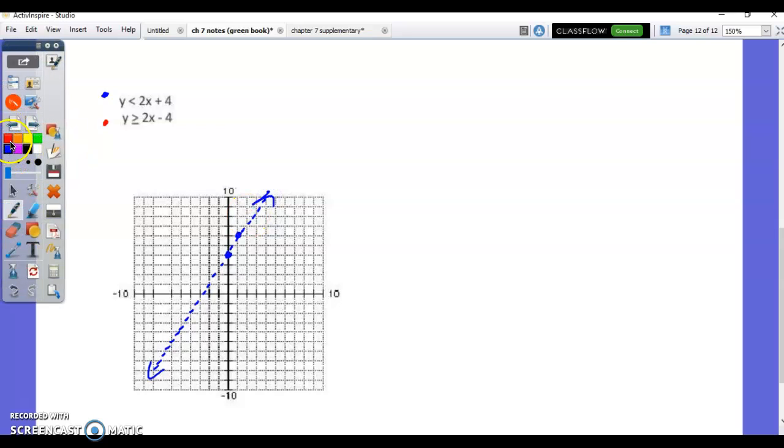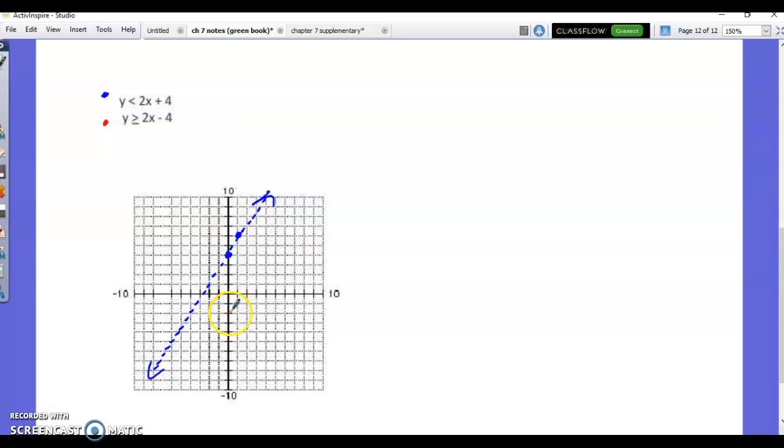All right, let's go ahead and do the red one. The red one, we start at -4. 1, 2, 3, 4. All right, and now I have my slope, which is 2. So again, up 2 to the right 1. Again, we know these are parallel, same slope. This is a solid line because it has a line underneath. So I'm going to draw this line through it.